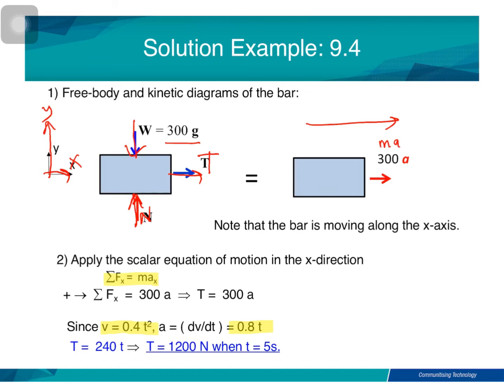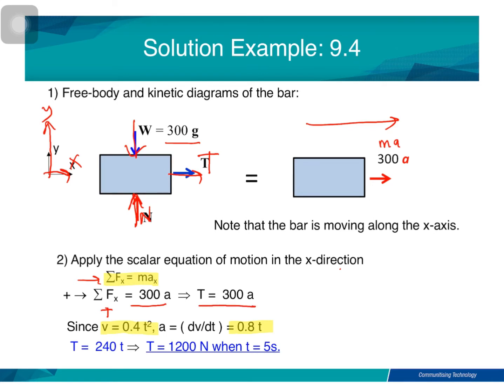Okay, so next you need to apply the equation of motion. So the equation of motion in the x direction, you have what? You have the direction in x, right? So you have summation Fx equal to max. So what is the force in x? We have T here, right? So summation Fx is equal to 300a. We have T only, right? So we can have here T is equal to 300a.